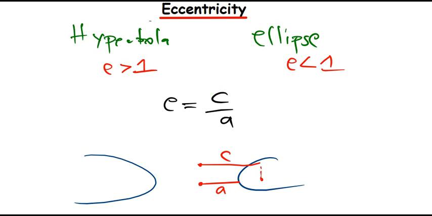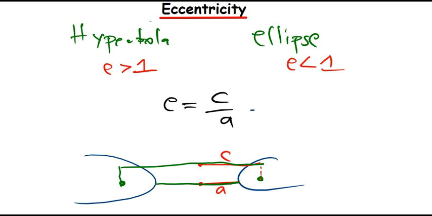So c represents the distance from the center to the focus, and a the distance from the center to the vertex. Some textbooks might define the eccentricity as the distance between the foci, meaning you measure from one focus to the other, which of course would become 2c, divided by the distance between the vertices.